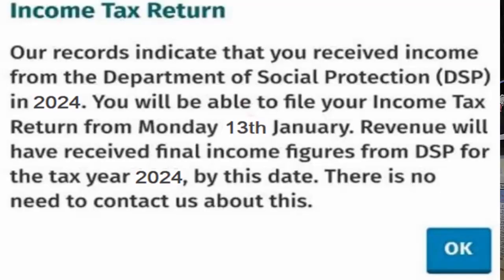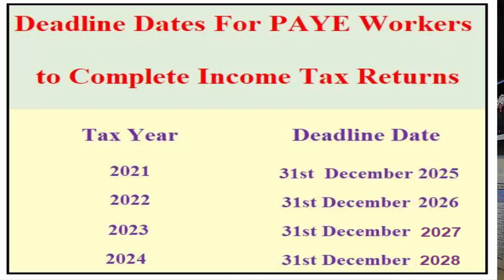For example, mortgage interest certificates from your bank or building society will not be made available to you until at least the 3rd week of January. That's at the earliest. This is the message Revenue give out regarding PAYE workers who have received DSP payments. PAYE taxpayers have 4 years to complete income tax returns for the year of assessment. The 4-year deadline dates look like this. We do not recommend PAYE workers to wait this long to do their return, but we do recommend that they wait until at least the middle to late January of the year following the year of assessment.